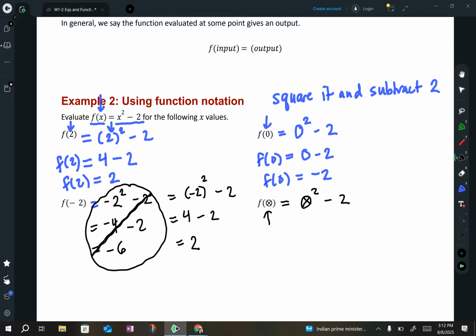And that would be the answer. We can plug in anything we want. We could do f of smiley face if we wanted to. It would be, I'm not good at drawing, smiley face squared minus 2.